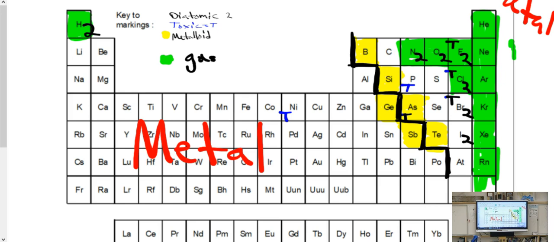All right, check your lab partner, make sure they have the gases. And then the next one we're going to add are the ones that at room temperature are found as liquids.